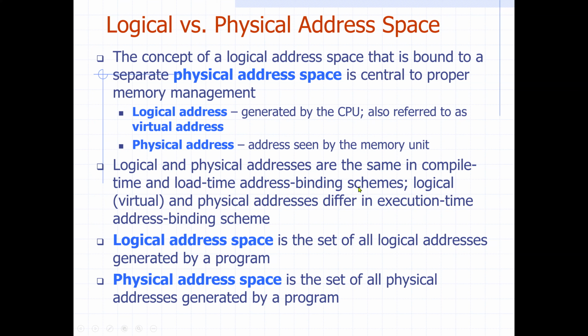So again, the logical and physical addresses are the same in the compile-time and also the load-time address binding schemes. And the logical or virtual and the physical addresses differ during the execution-time address binding scheme. So again, during the loading time, the logical and physical addresses are the same, but during the execution time, they are different. So a logical address space is the set of all the logical addresses generated by a program. But the physical address space is the set of physical addresses generated by a program.